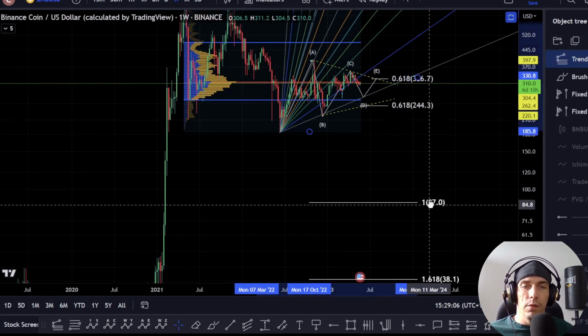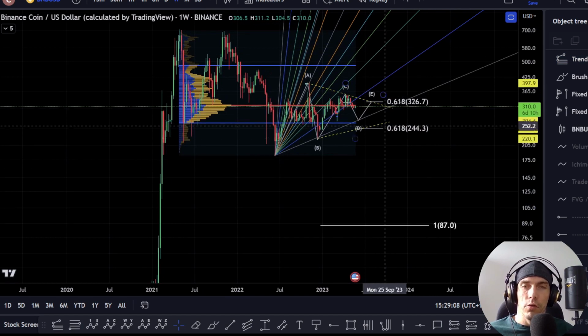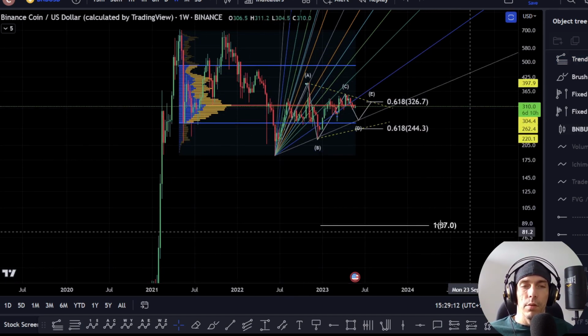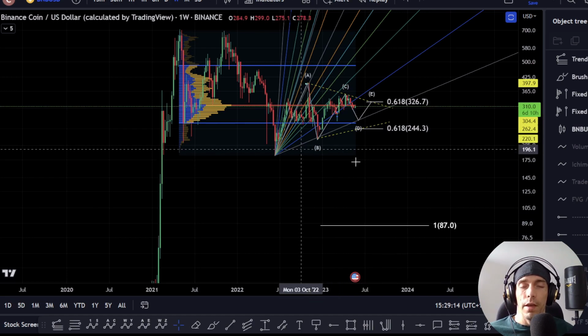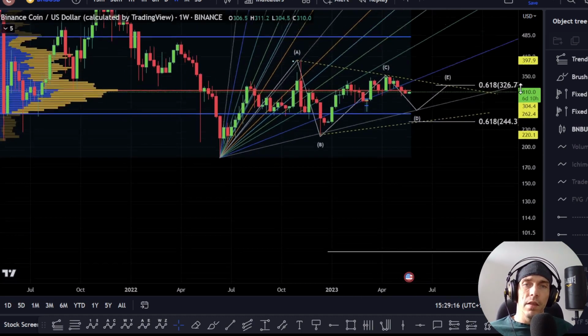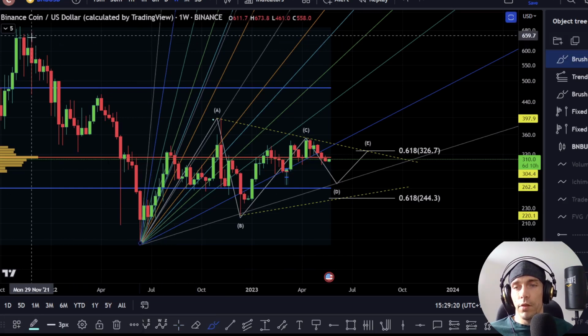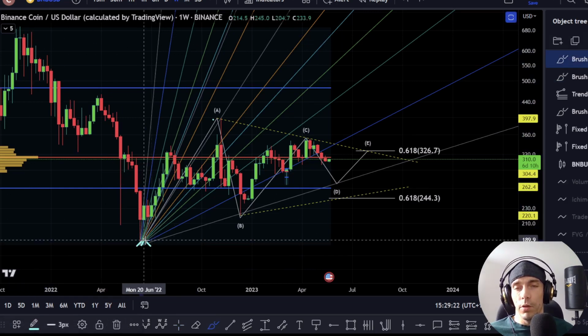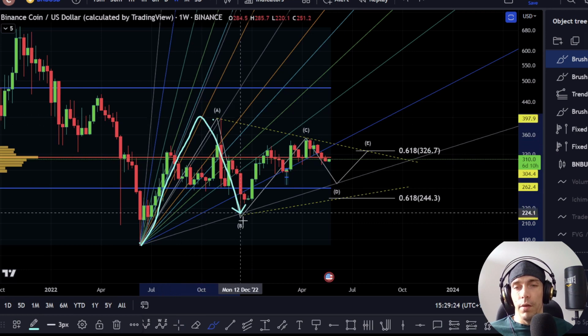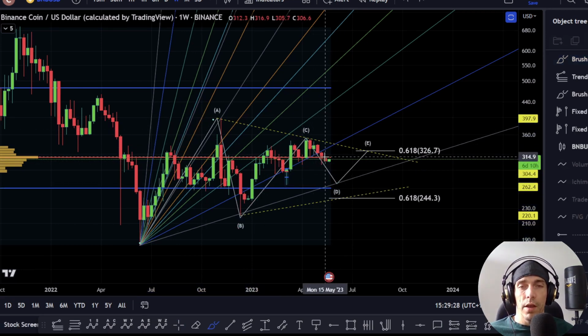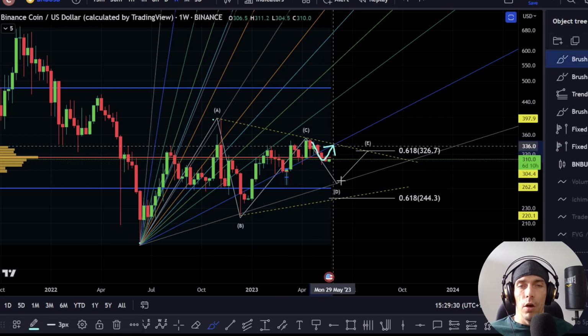Now I'm going to explain the difference between these two ways of counting this triangle. So that would mean that we could actually see a 1-to-1 down towards this $87. So we need to be careful of that fact. Basically, the idea is the same, except instead of treating this as the A wave, we're treating this as the A wave, B wave, C wave, looking for a D wave now.